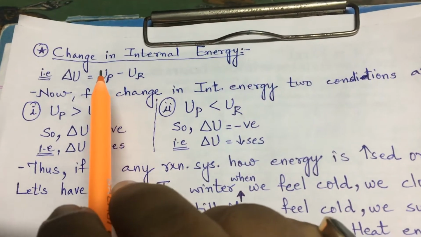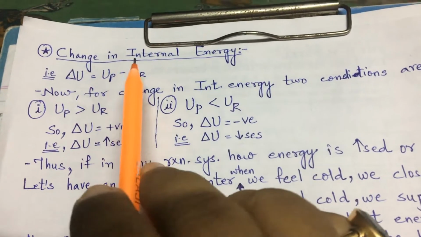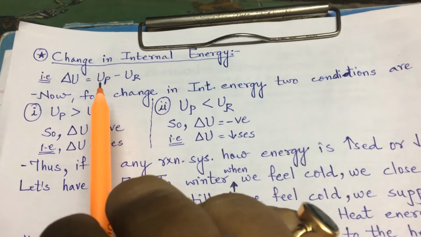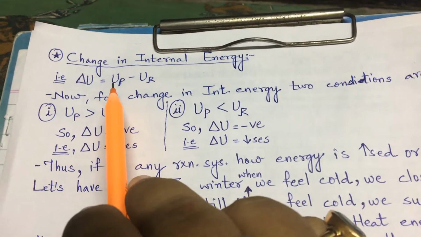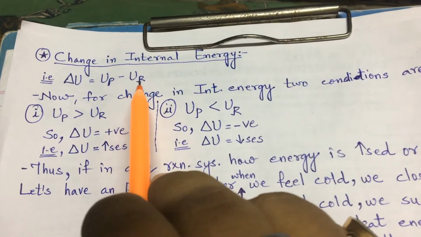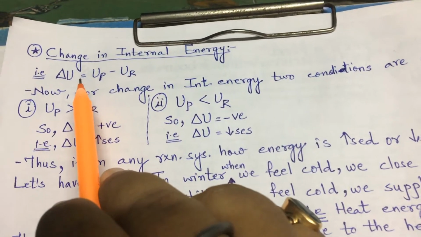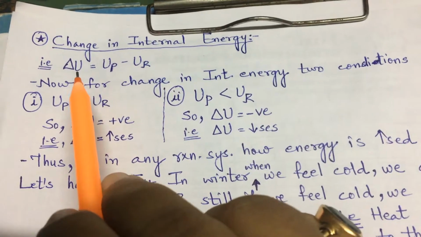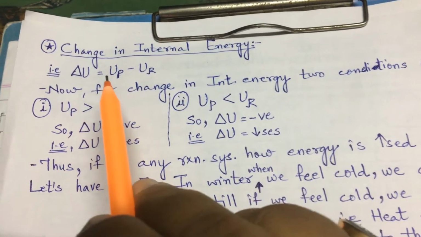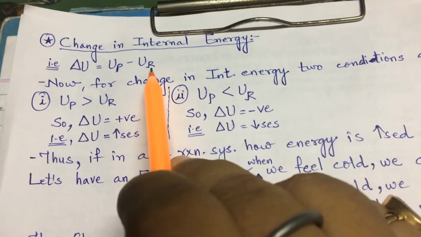Good morning, dear students. In the last video, we have seen the change in internal energy. Internal energy is symbolized as capital U, and UP is the internal energy of the product, and UR is the internal energy of the reactant. The difference in internal energy of product and reactant is termed as delta U. So delta U is equal to internal energy of product minus internal energy of reactant.